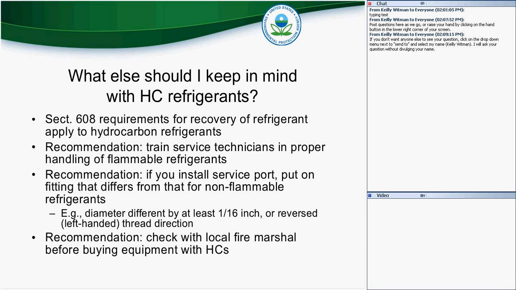Okay. Let's see here. All right. So, are these classified as B1 refrigerants? These are A3 refrigerants. A3, okay. So that means that basically they're low toxicity but high flammability.